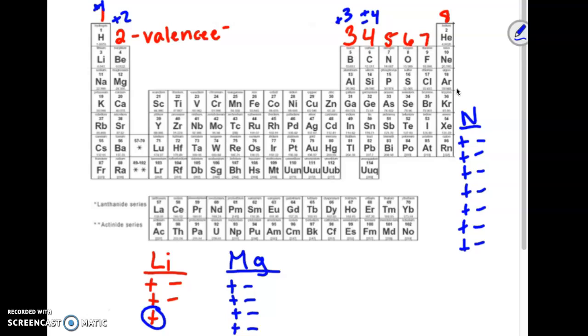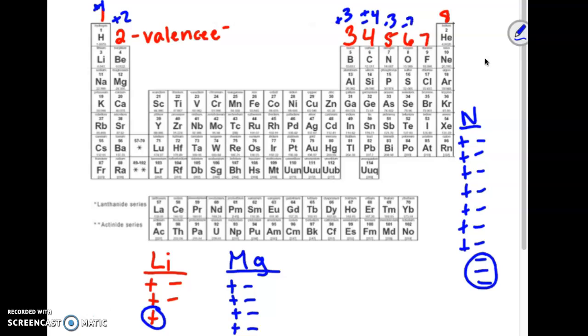It only has 5 valence electrons though. It really wants to be like the noble gases. It's really close to being like neon, which only needs to gain 3 electrons to be like neon, because neon is number 10. So it's going to gain 3 electrons. Hey, look. Now we have a negative 3 charge. So these ones have a negative 3 charge.